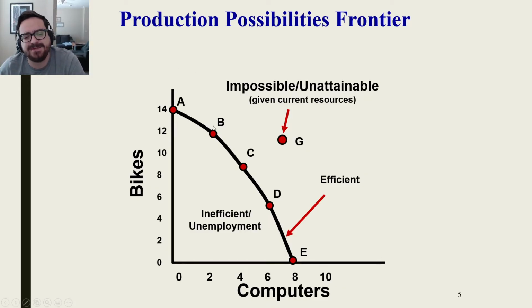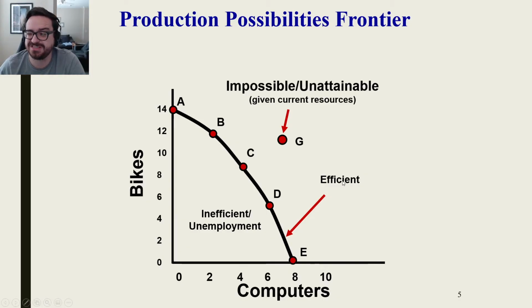So again, these A, B, C, D, and E are just telling you what is actually doable and sort of your maximums. If you can do max 14 bikes or max 8 computers or some combination. You can't do 14 and 8. That would be like up over here, which is not possible. 14 is if they just made bikes.